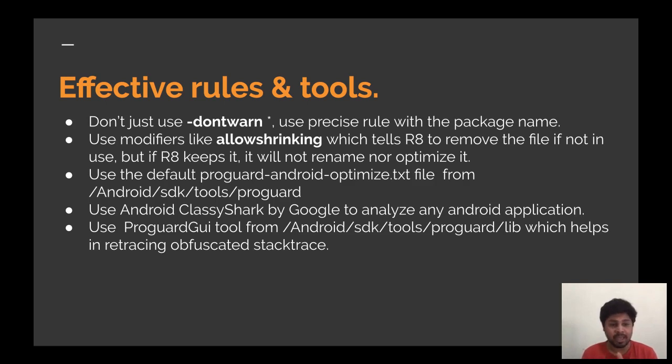And why I use ProGuard GUI majorly is for retracing obfuscated stack traces. Suppose you are using Firebase as a library to report crashes in your application. Firebase, a couple of months ago, launched functionality where you can keep the mapping.txt file in the application, and they will automatically upload that mapping.txt file to their server and use it to understand what the stack trace is about. If you are not using that, you can use this ProGuard GUI tool so that you will be able to understand the stack trace better.